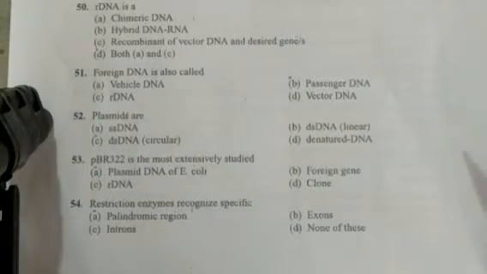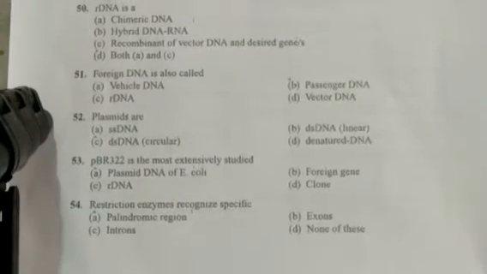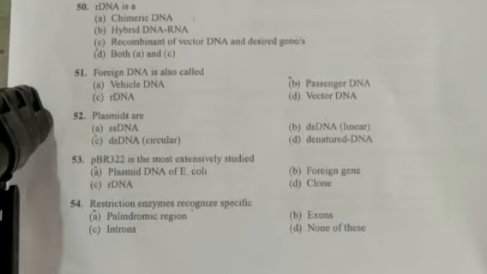Recombinant DNA is a, what is he asking, recombinant DNA is a chimeric DNA, correct? B, hybrid DNA, fine. Hybrid DNA-RNA also, he says, which cannot be. Next, C, a recombinant of vector DNA and desired gene or genes. So both A and C are correct.